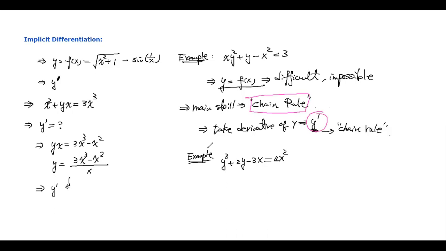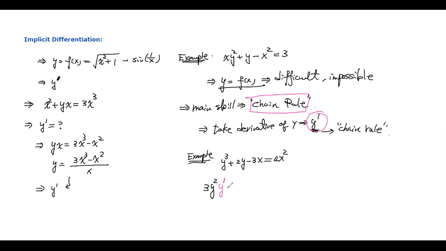So the first one is y cubed. Now you can say, okay, I use the power rule, so this is 3y squared, because you use the chain rule. You take the derivative of y, so what you need to times here is y prime.